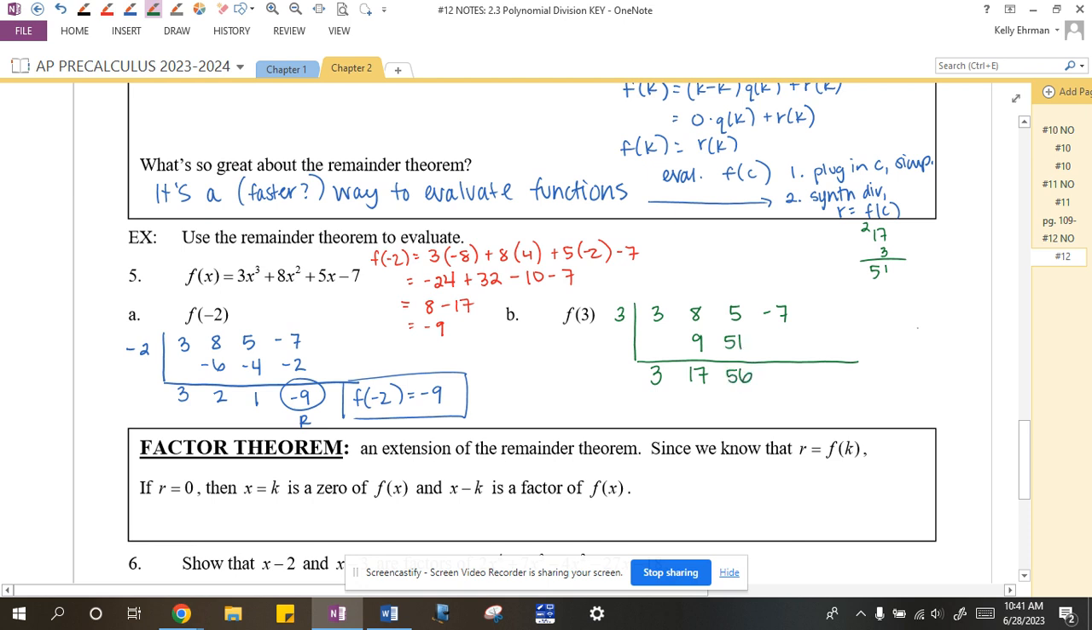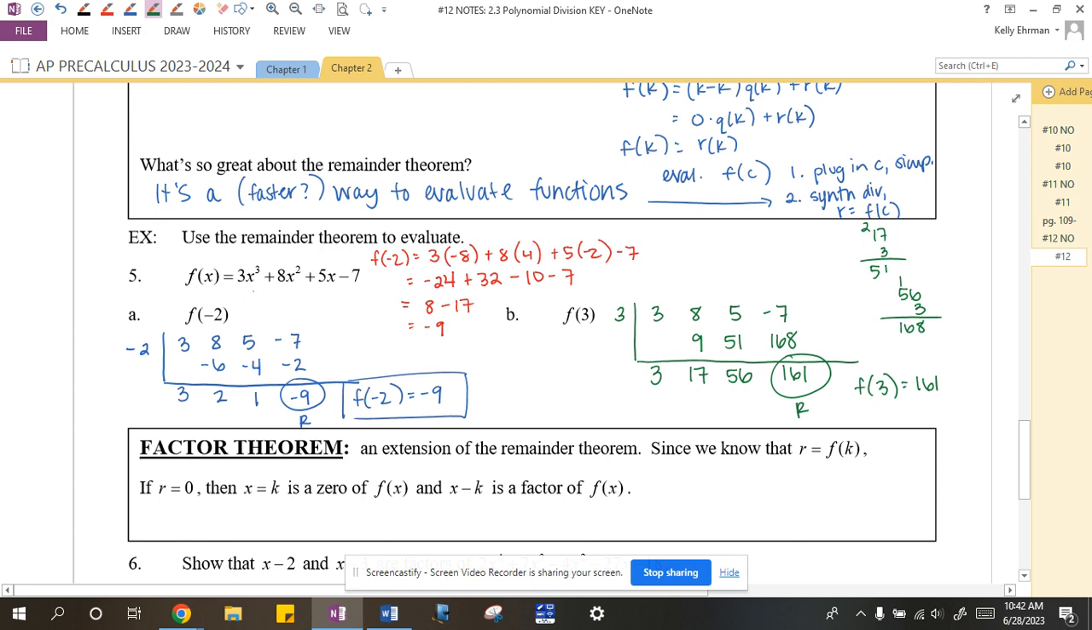Add, multiply, add. So it should be that f of 3 is 161. In interest of time, I'm not going to plug 3 in and go from there.